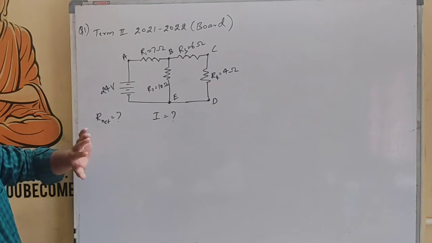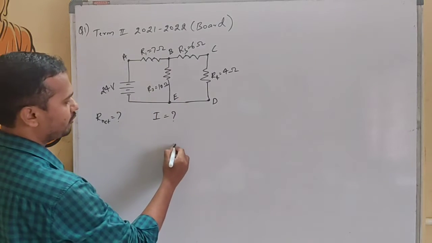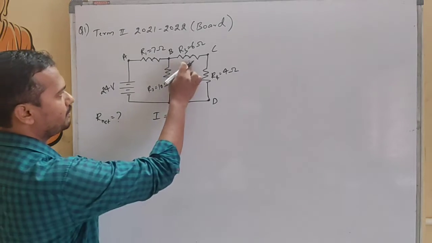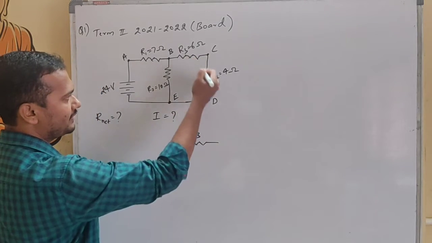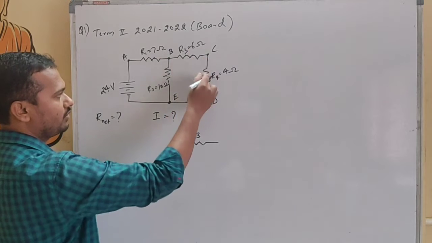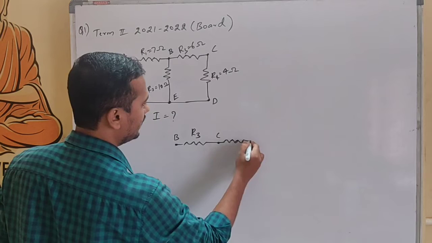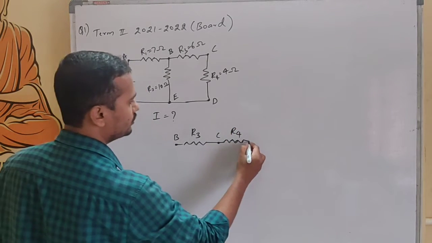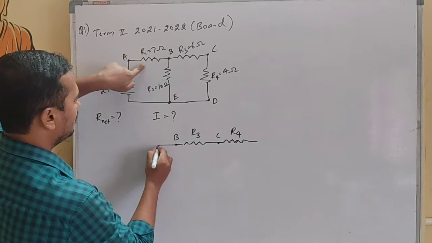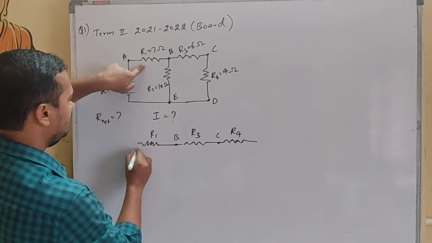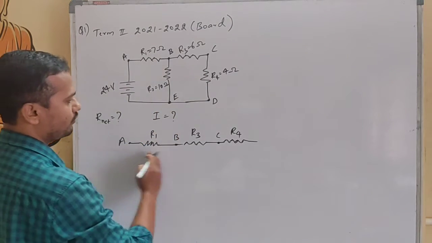To find the net resistance, let me first simplify the whole circuit. I will start from this point here, let me take point B. With B we have R3, and R3 is in series with R4. So let me take it as point C, and then here my R4. Then from B we have R1 in series, and I will take it as point A. So we have R1, R3 and then R4 in series.